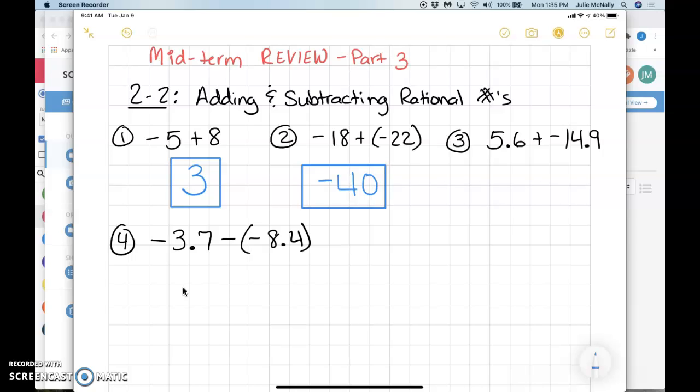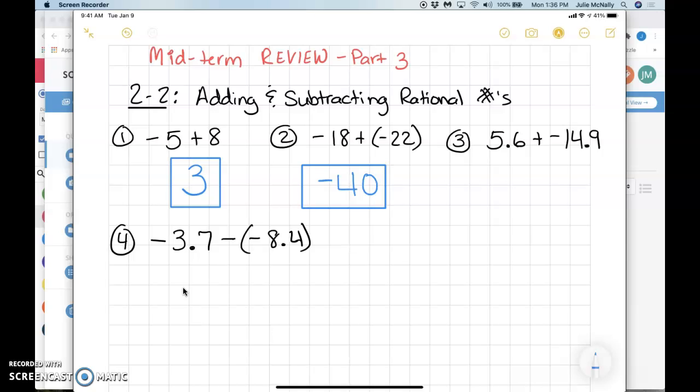Again, you can use your calculator. That's fine. Just make sure you enter it exactly how it looks. So what is 5.6? The answer takes the sign of the bigger number. Yeah, that's it, when the signs are different. Number 3 is negative 9.3.